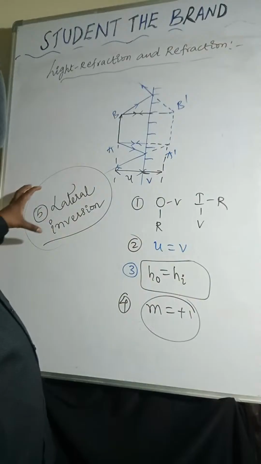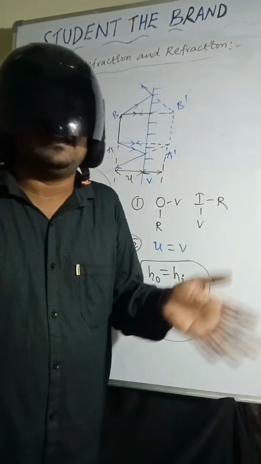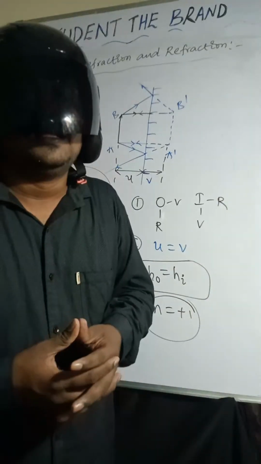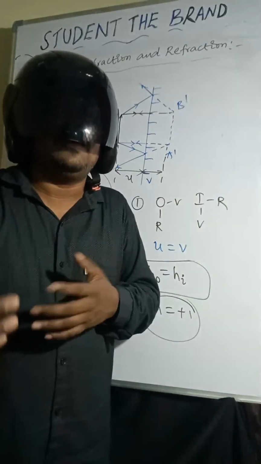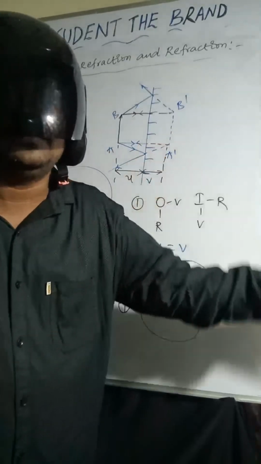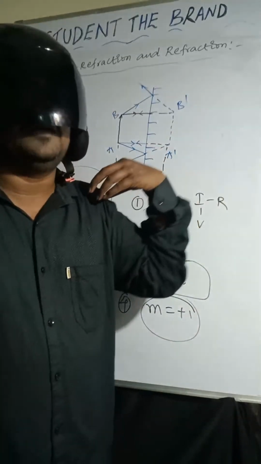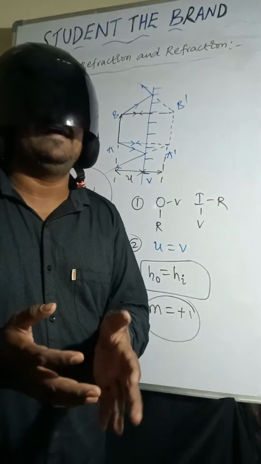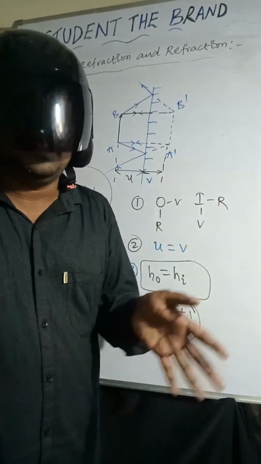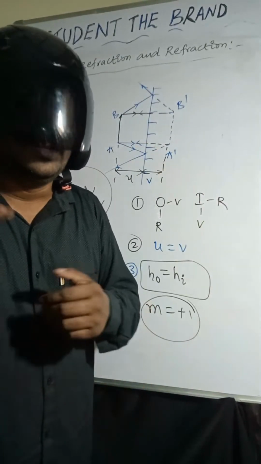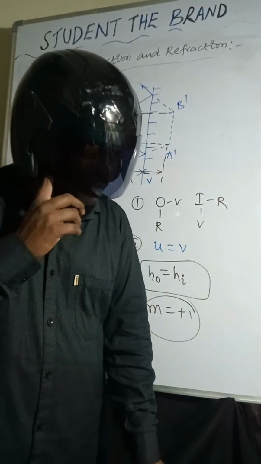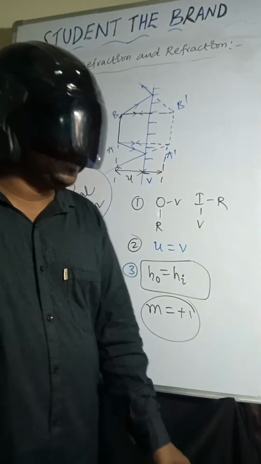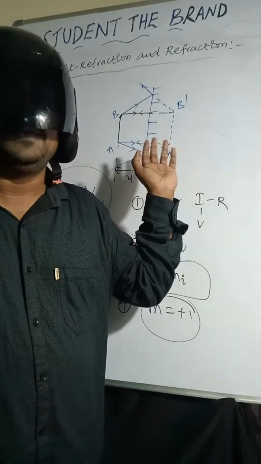Okay, and here it also shows lateral inversion. So what is lateral inversion? Lateral inversion is nothing but the phenomena of converting of right side of the object appears to be left side of the image. Left side of the object appears to be right side of the image. This mirror image is called lateral inversion. I hope it is very clear to you all, right? So that is about object and image, and nature of the image formed by the plane mirror.